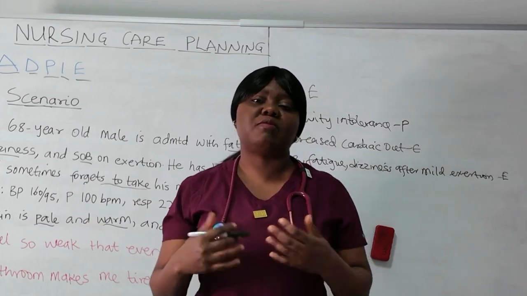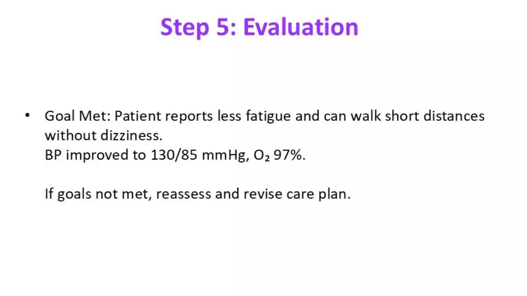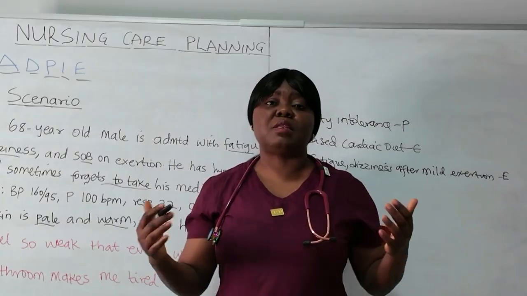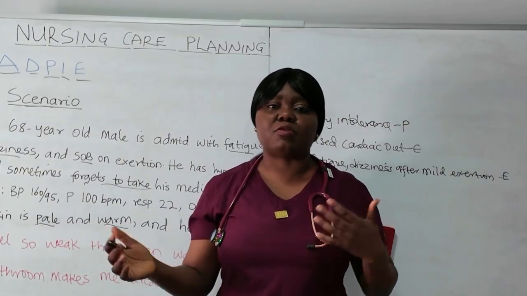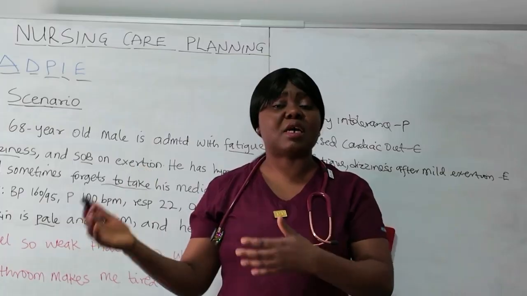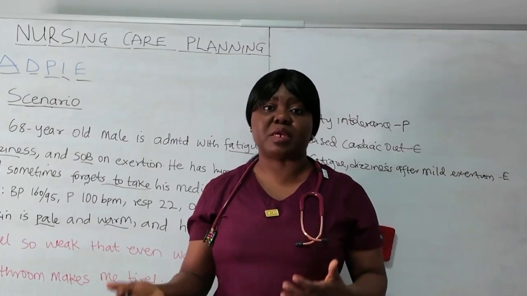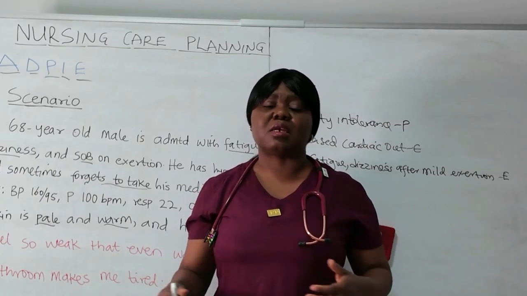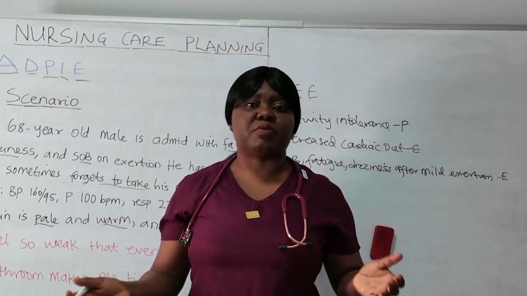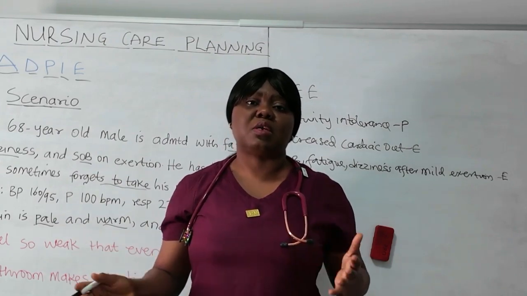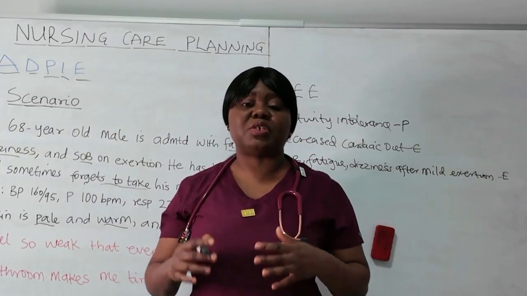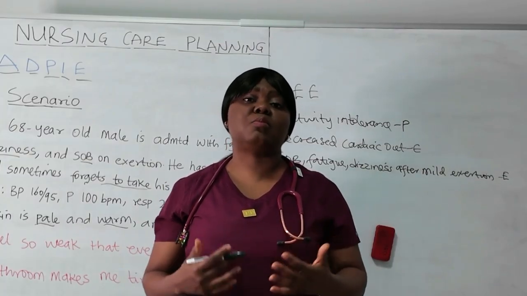Now, the last one is evaluation. For the evaluation, you want to check those goals you set, those interventions you carried out, were they effective? For instance, if the goal is met, the patient can say, oh, I feel less short of breath, I feel less tired or fatigued, even when I walk a longer distance. That's an example of the goal being met. So you can say patient reports less fatigue on walking a longer distance. Also, if the goal was met, the blood pressure should improve. At least it should be lower than what it was. The vital signs should be more stable. But if the goal was not met, you are going to reassess the patient and make a new plan or readjust some of your plan.